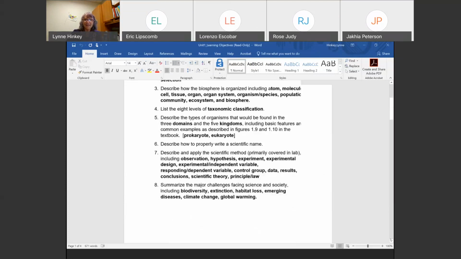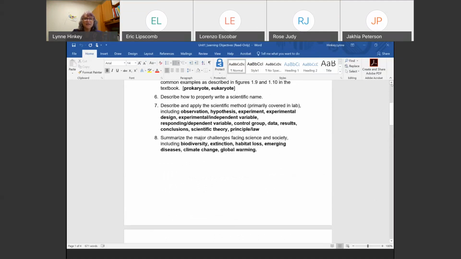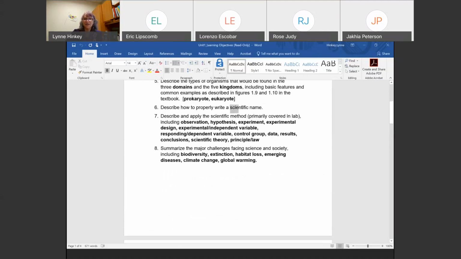Writing a scientific name. This is our binomial name, the genus and species. As I said, we always need to know what genus we're talking about. So we would always have to write the genus and the species. Or I would always have to write Lynn Hinky, and I would italicize that. Or Hinky Lynn, genus would come first.